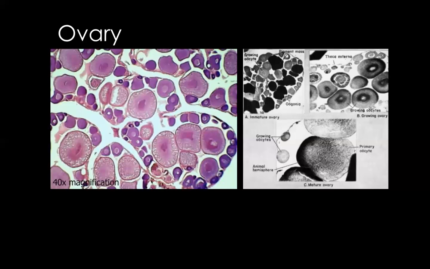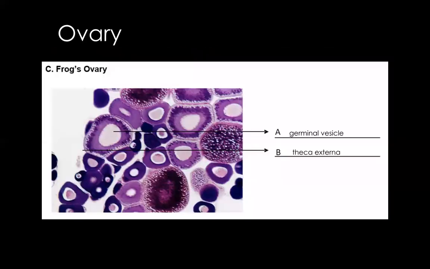The cyst wall, or the theca interna, basically forces the egg to separate out from the surrounding follicle cells because it is already mature. So if you look at the cross-section of the frog ovary in the worksheet, A would be the germinal vesicle and B is showing the theca externa.